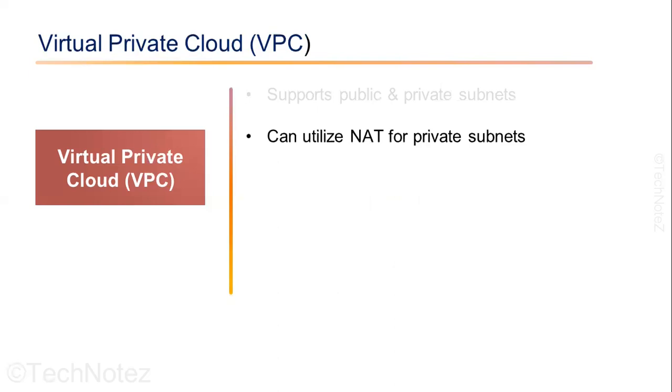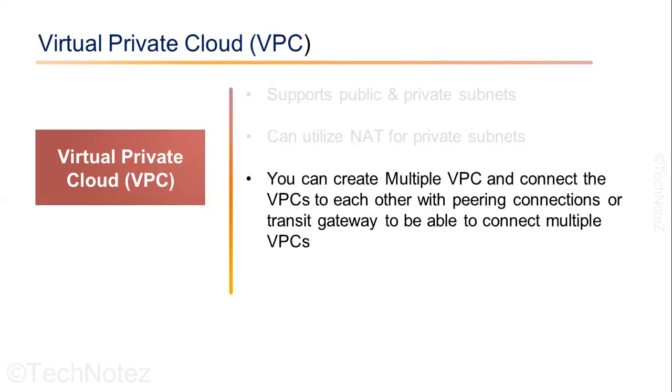And there are multiple ways that you can establish a connection to your data center. You can create multiple VPCs and connect the VPCs to each other with peering connections, or you can use the transit gateway to enable the communication between multiple VPCs.